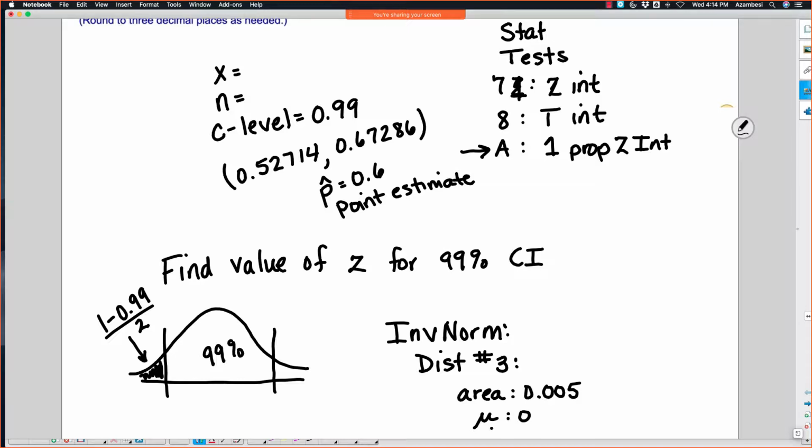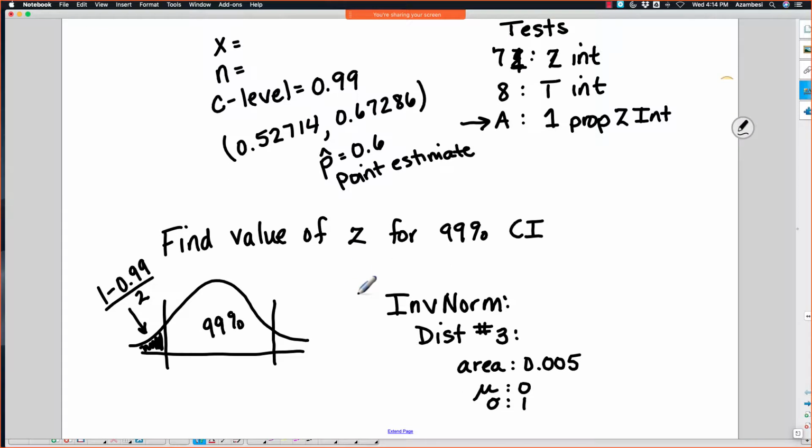And then also part of that menu, it asks you for mu. Mu is equal to 0. Sigma is equal to 1. So those values will then spit out what your z value would be if you were going to calculate this problem by hand. And I get from the calculator 2.576. It's like 2.575829, so to 3 decimal places, 2.576.